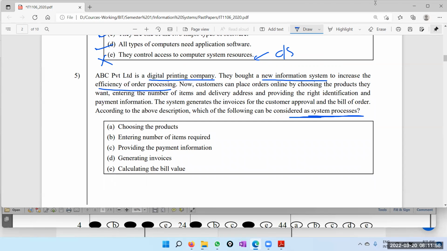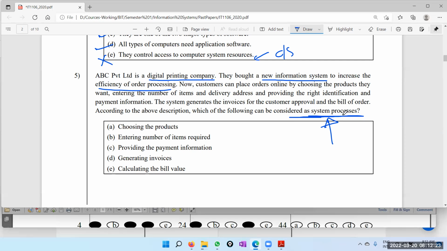Right. So the digital printing company bought a new information system to increase the efficiency of order processing. Now this is again, unfortunately, a very fussy question for someone who is looking at it for the first time. Of course, I am not looking at this question for the first time, but even when I am looking at it for the fifth time, that confusion is still with me.